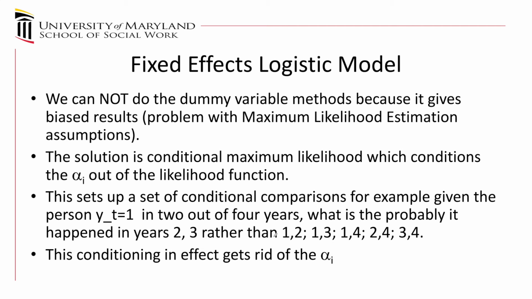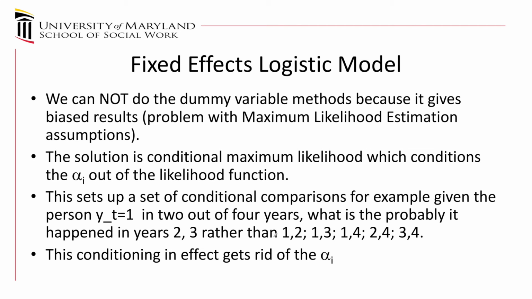Suffice it to say, don't use the dummy variable method with the logistic model when we're trying to run a fixed effects model. And because we can't do the mean subtraction model because of the 0-1 problem, and we can't do the dummy variable model, we have to rely on something else. And it turns out there is a solution. It's called the conditional maximum likelihood model, which conditions out the alphas from the likelihood function, which is what we want to do. We want to get rid of those alphas.